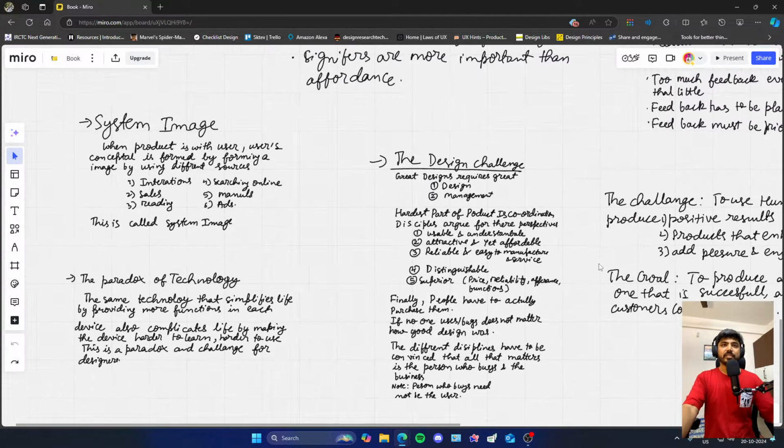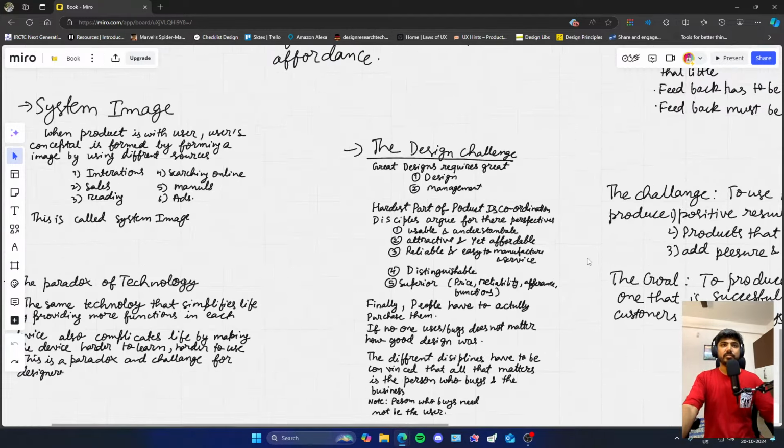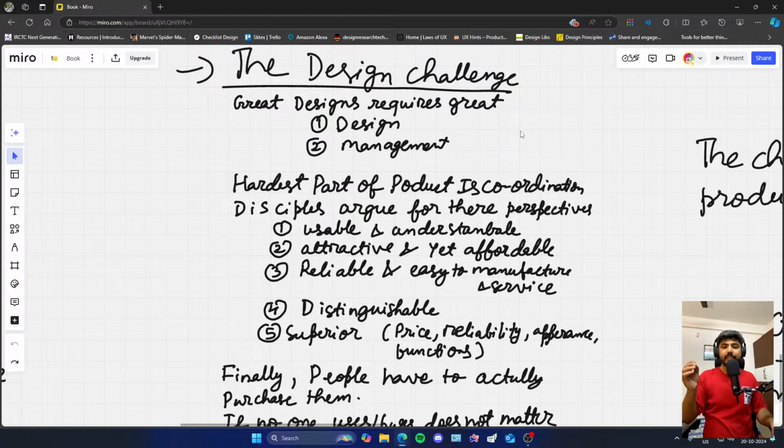Now we'll go to the next section, the design challenge. So in the book, he talks about what a great design requires. He says there are two things which a great design requires, and I absolutely agree with whatever experience I have in design. And other than design, I was in the service industry as well, so I agree to this 100%. Not that it matters, but I really appreciate this. He says two things are very important for good design: good designers, and good management.